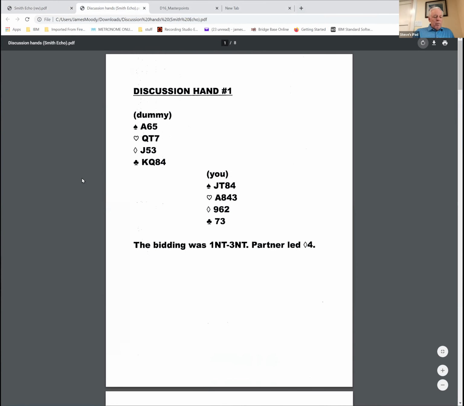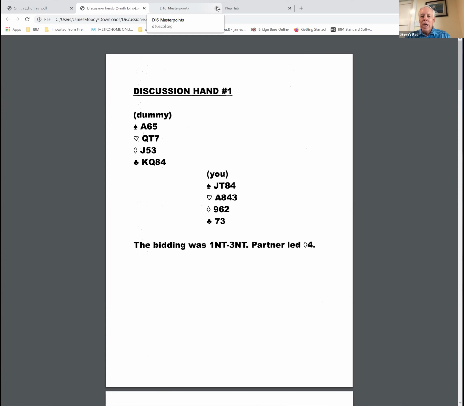Okay, now here's a very basic Smith Echo situation. I think examples are helpful in a situation like this. So this is a hand where the bidding was 1 no trump by South. You're sitting East, and 1 no trump was the bid, and then dummy just raised to 3 no trump, and there you are, defending, and partner led the 4 of diamonds. Now the first thing you should do, and this is not about Smith Echo, this is just basic bridge: 4 of diamonds. You can see the 3 in dummy and the 2 in your hand, so you know partner led from a 4-card suit.